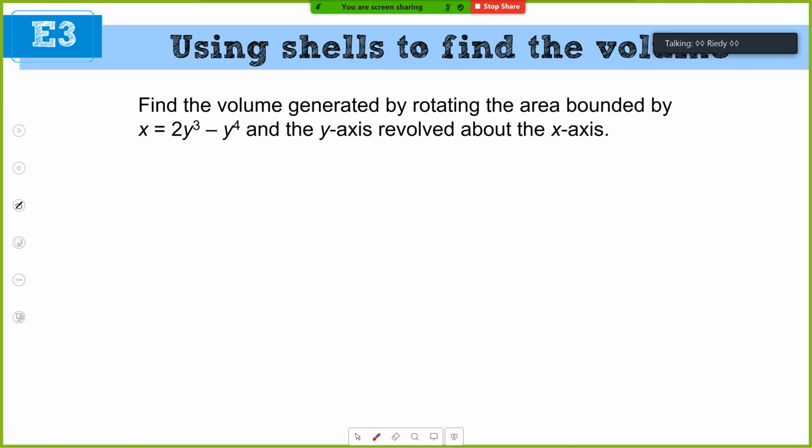You can almost see where this is going by the way the equation is written. So we're going to do a little sidebar here. I have no idea what 2y cubed minus y to the 4th looks like, and I don't even know how to type it into my calculator. So I'm going to show you a trick to figure out what that looks like, and that is by graphing this.